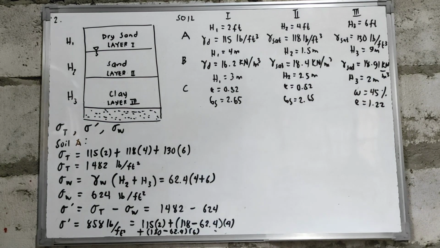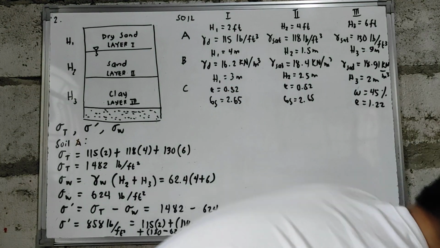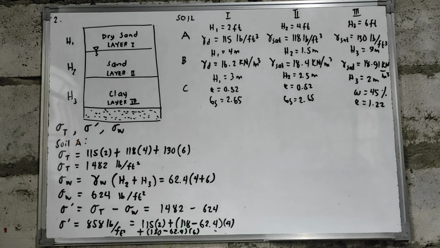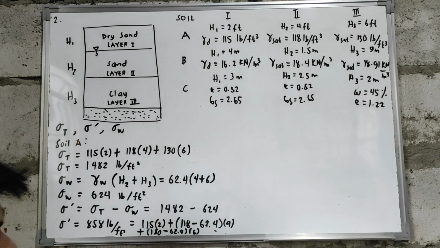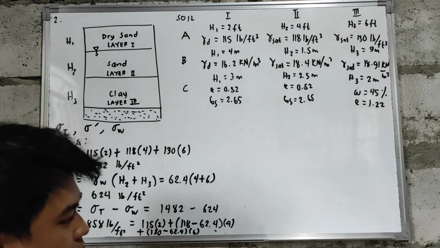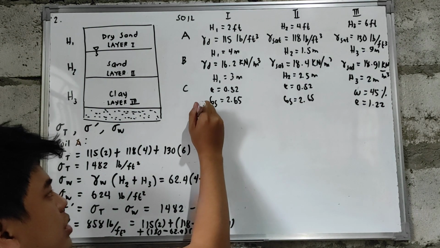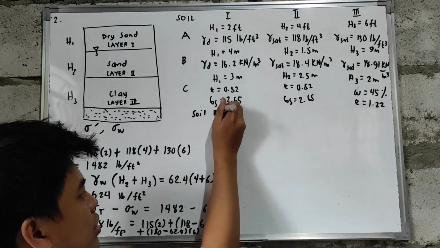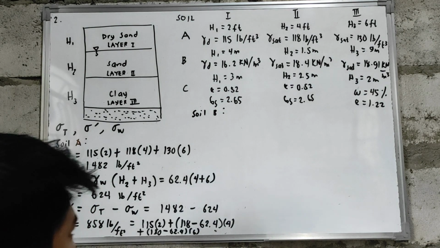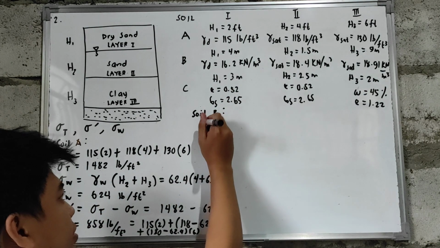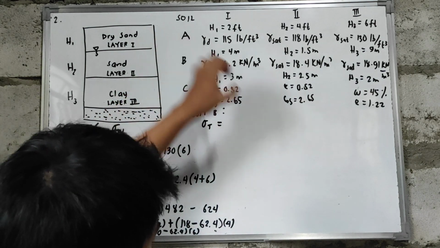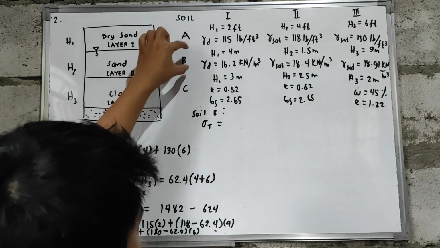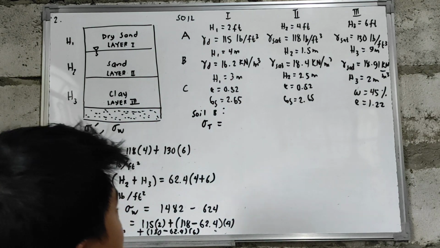Then, let us solve for soil B naman. So, paano natin iso-solve naman yan? So, for this one, let us consider soil B naman. So, hanapin natin yung total stress natin. So, that will become, yung total stress natin, multiply lang natin yung mga unit weights natin.